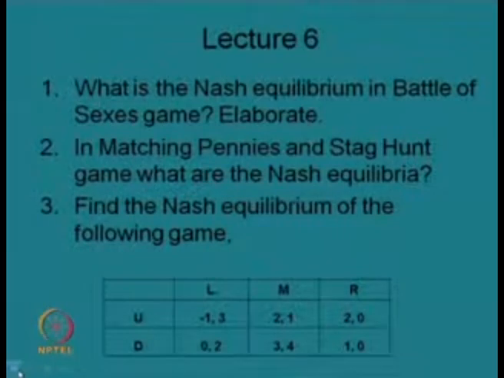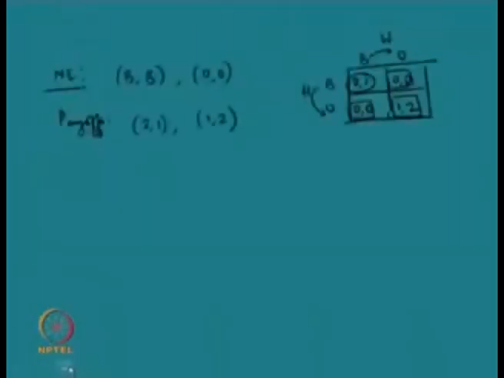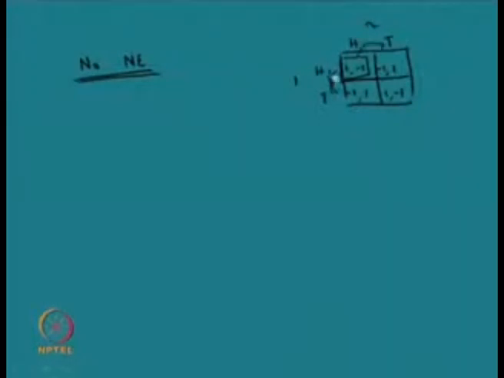In matching pennies and stag hunt game, what are the Nash equilibria? In matching pennies game, this was the payoff matrix. And we can see that there is no Nash equilibrium in the matching pennies game. For example, let us start with this HH. From here, player 2 will have a profitable deviation, because player 2 is getting minus 1 in HH profile, whereas if she plays T, she gets 1, which is greater than minus 1. But is HT a Nash equilibrium?